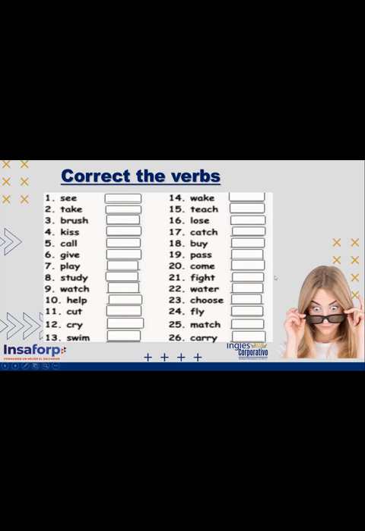Number nine. Do we wait at the bus stop? Is that correct, guys? Do we say wait? No. Do we wait at the bus stop? Thank you very much. Number ten. Does he to smile in the morning? Do we say to smile? No. Does he smile in the morning? Thank you very much.